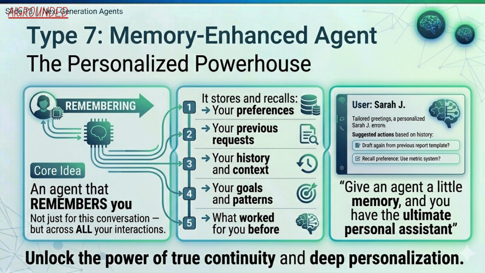And now we come to my personal favorite of today's three types, the memory enhanced agent, also called the personalized powerhouse. The core idea is beautifully simple. This is an agent that actually remembers you, not just within a single conversation, but across all your interactions over time. It stores and recalls your preferences. It remembers your previous requests. It tracks your history and context. It learns your patterns and goals. It knows what worked for you before and what didn't.